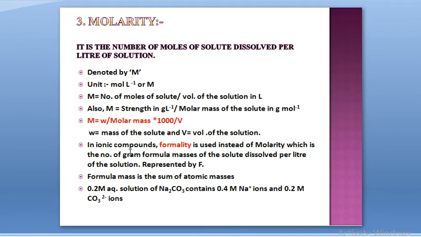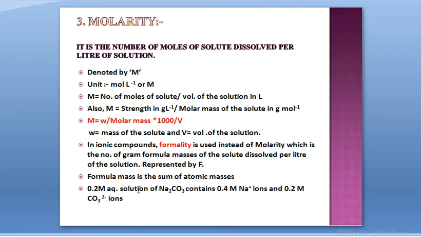Now in case of ionic compounds, मोलारिटी की जगह हम term use करते हैं formality. Formality is used instead of molarity, which is what, if you have to define it, it is the number of gram formula masses of the solute dissolved per liter of the solution. Instead of M, obviously it will be represented by F. And what is this formula mass you're using? It is simply the sum of atomic masses. जो ionic compound में जो ions होंगे वो किन atoms के होंगे, उनका atomic mass sum करके will give you the formula mass.